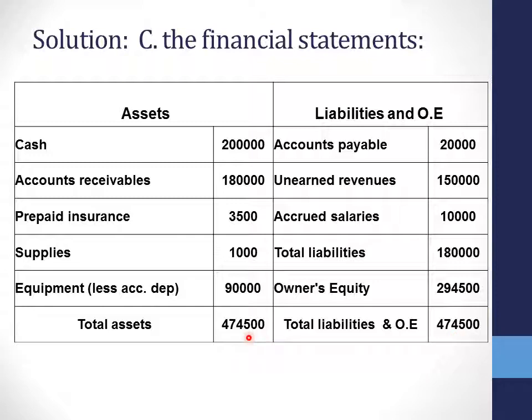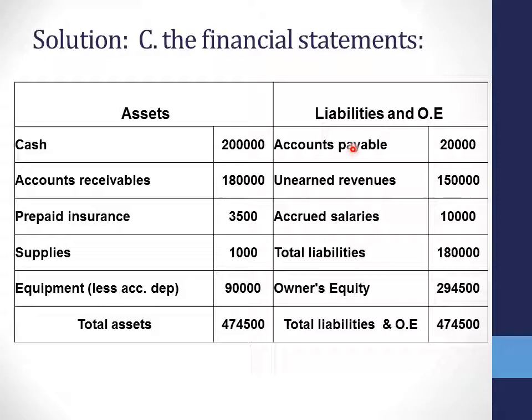اخر حاجه بنعملها البالانس شيت، بنجمع الاسيتس كلها في الناحيه دي، وبنجمع اللايبيلتيز والاونرز ايكويتي في ناحيه اليمين. من الادجستد ترايل بالانس بجيب الكاش، يعني بناخد كل الاسيتس، كاش، اكونتس ريسيفبل، بريبيد انشورنس ده ما نساهوش، ده اسيت طبعا، سبلايز ب1000، والايكويبمنت طبعا ما انساش، ما اخدش الايكويبمنت ب100,000، لا، هقول ايكويبمنت ماينس الاكيوميليتد ديبريشيشن بتاعها كان ب10 يبقى 90. نجمع كل الكلام ده واطلع التوتال اسيتس.